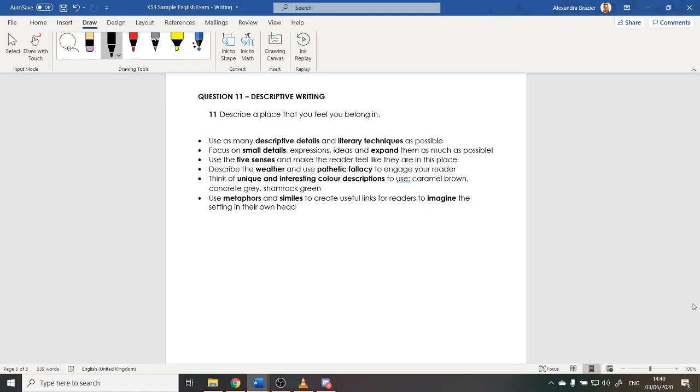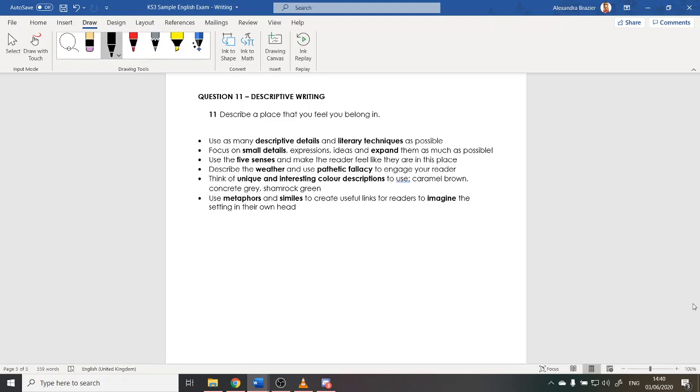Now, this is the one where it's not good enough to say the balloon was blue. We want to know exactly what shade. What did the balloon look like? What did it remind you of? And go into as much detail as possible. Focusing on small details, expressions and ideas, and expand them as much as possible. So the idea of the balloon, maybe me talking about a balloon is a bigger scene of being in a party, and me focusing on that small detail of a balloon is really useful.